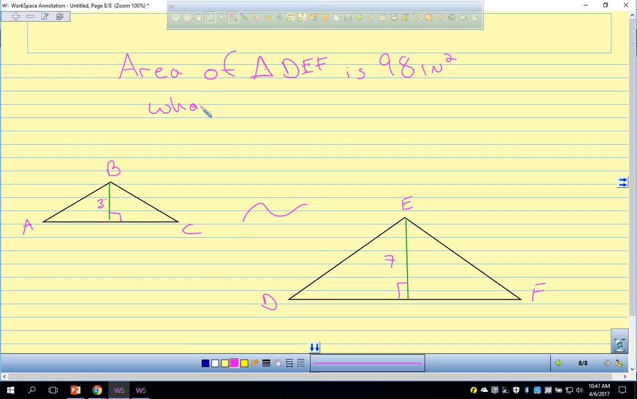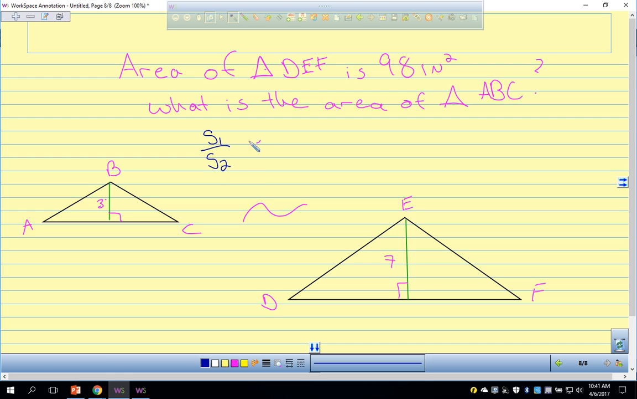What is the area of triangle ABC? How could I figure that out? What's the ratio of the sides? What is the ratio of the sides? The ratio of the sides is the same as the ratio of the altitudes. What is that ratio? 3 to 7. So the ratio of the sides is equal to the ratio of the parts.